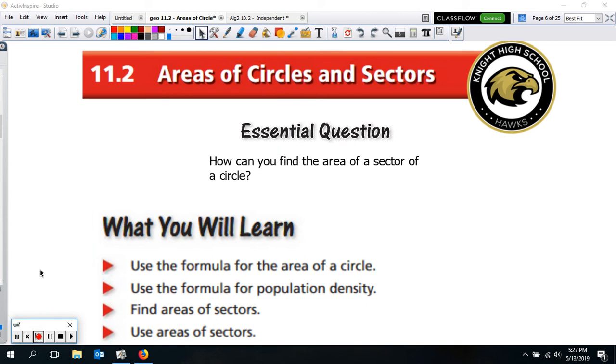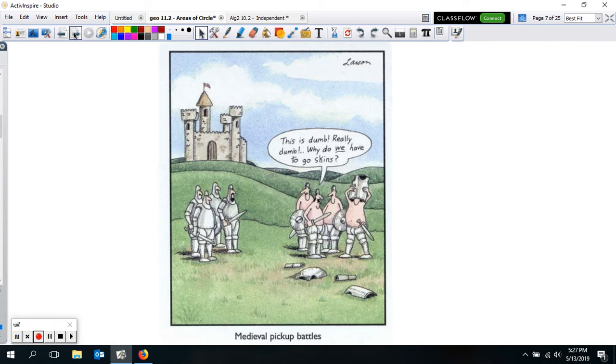We use pi for when we're looking at circumference and area of circles and sectors, and that's what we're going to be talking about today. We're going to be looking at the area formula of the circle and finding areas of sectors. That's going to be similar to 11.1, but now we're talking about the area and not the length of an arc.